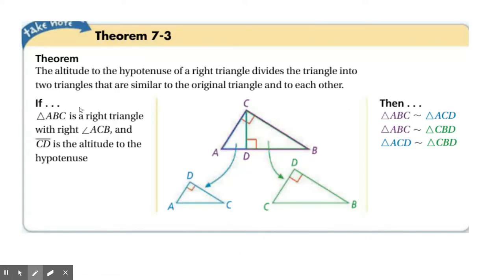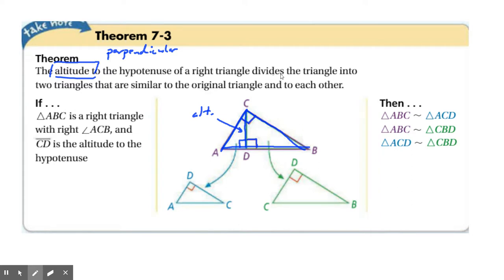Okay, so what this says is the altitude to the hypotenuse of a right triangle. So let's talk about what that means first. The word altitude just means perpendicular, so a perpendicular segment. What they're talking about is in this big right triangle ABC, where angle C is the right angle, this segment CD is called the altitude. It's called the altitude because it is perpendicular to this hypotenuse. It goes from a vertex across the triangle perpendicular.